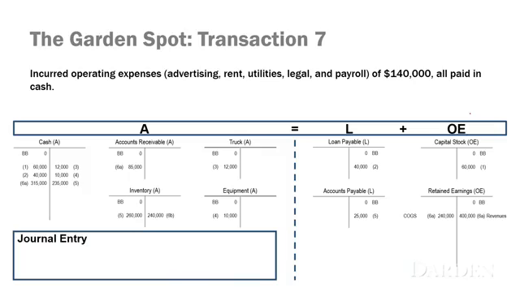Let's move to transaction 7. This one's a bit more approachable, I think. So we incurred operating expenses of $140,000. All were paid in cash.